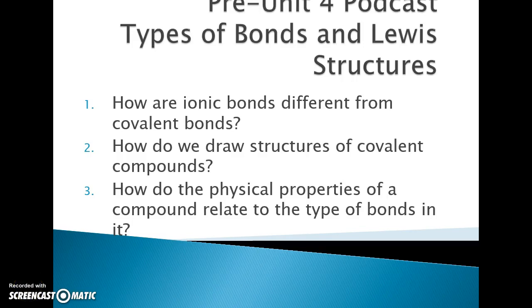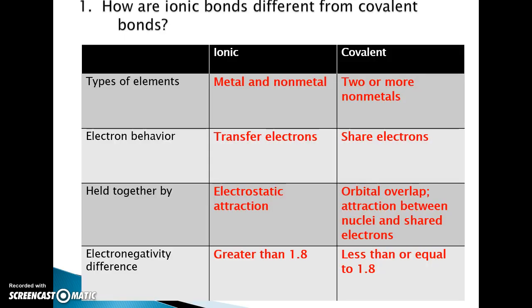Okay, before we start Unit 4, we're going to review some of the material that you learned in IB Chem 1 about bonding and Lewis structures. Okay, so when we talk about ionic versus covalent bonds, hopefully you're pretty comfortable with these differences. Ionic compounds have a metal and a nonmetal. Covalent compounds have two or more nonmetals. In terms of electrons, ionic compounds transfer electrons, covalent share them.